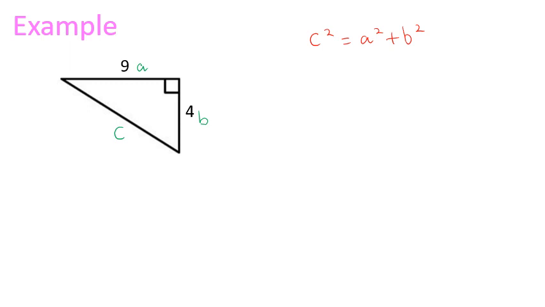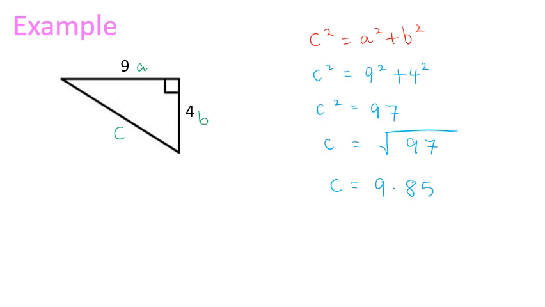Next, I substitute in the values I've got. We don't know what C is. A is 9 and B is 4. Then I type that into the calculator, 9 squared plus 4 squared, which equals 97. And the last step is I square root my answer, so I type in the calculator square root 97, which equals 9.85. So that's the length of the hypotenuse, or the side that's labelled C.